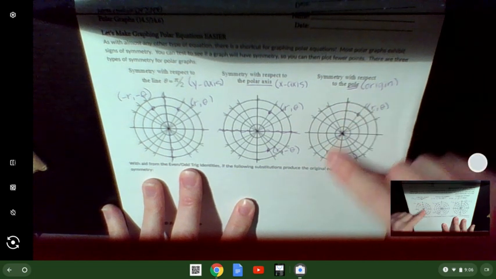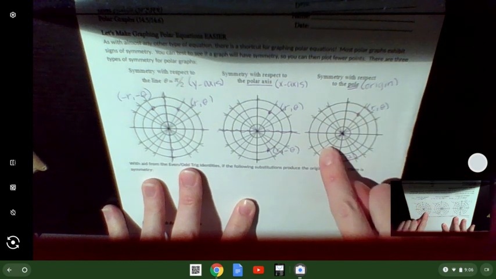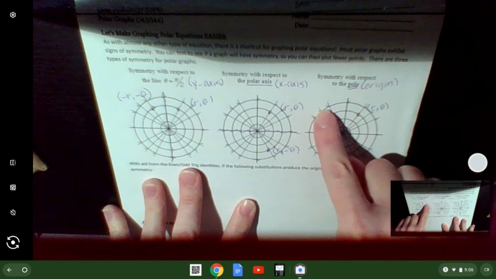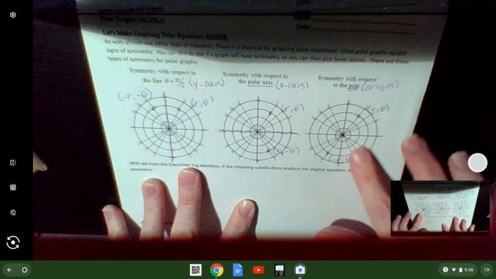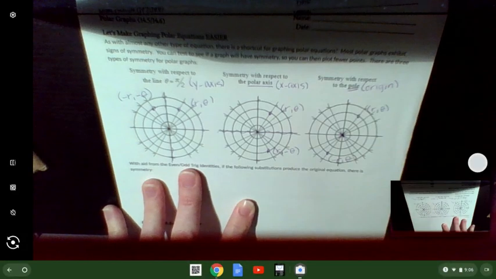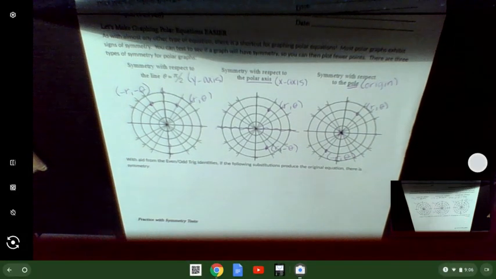And that is like sliding back that negative r value. If I have a point up here in the first quadrant, I have a point down here in the third. If I had a point up here in the second quadrant in symmetry with respect to the pole, I would have a point down here. So we'll come back to that because again, once we create some graphs, we are going to identify the type of symmetry.